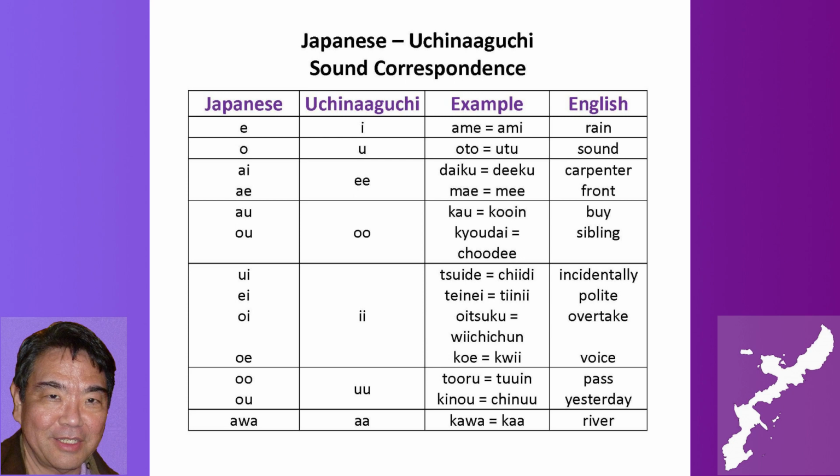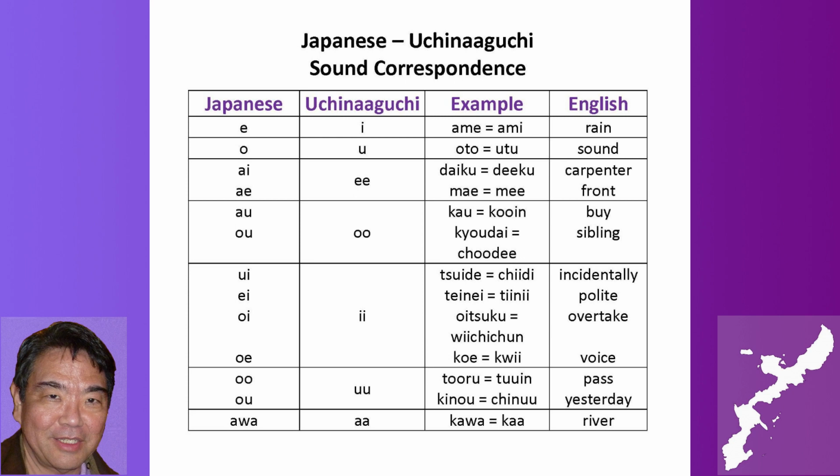Japanese ao and o correspond to the Uchinaguchi o. An example is the word face, which is kao in Japanese, is koing in Uchinaguchi. The word sibling, which is kyodai in Japanese, is chodei in Uchinaguchi.